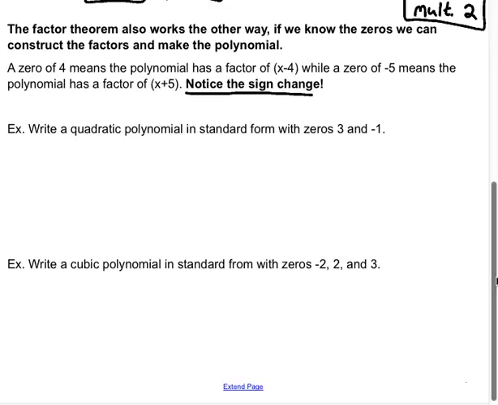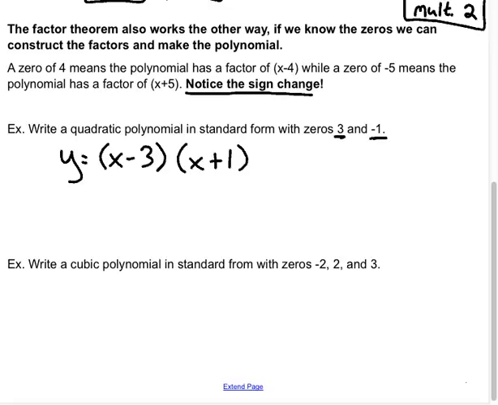Write a quadratic polynomial in standard form with zeros 3 and negative 1. All right, so a 0 of 3 means I would have a factor of x minus 3. A solution of negative 1 means I'm going to have a factor of x plus 1. So all I'm going to do is use those zeros to reconstruct the factors.